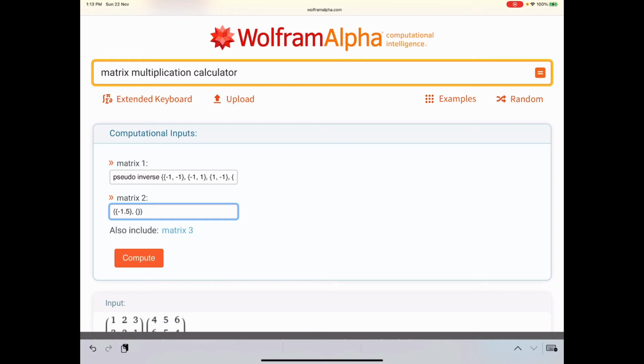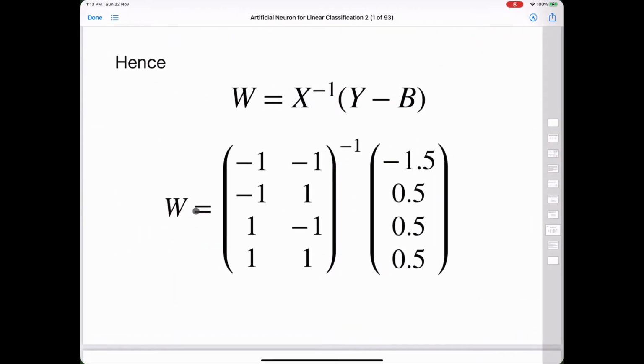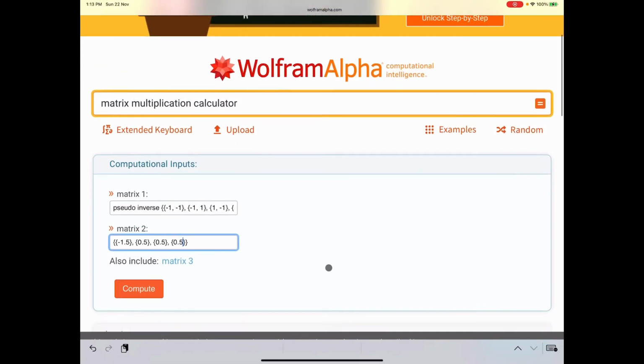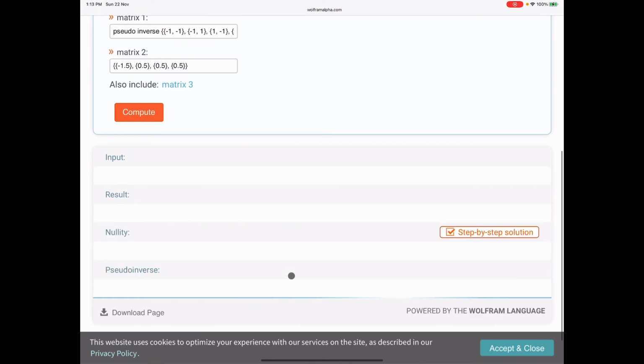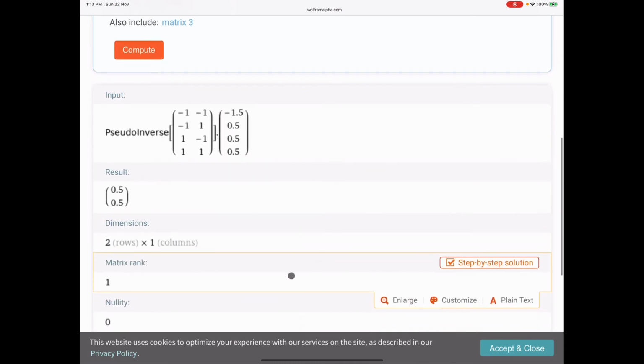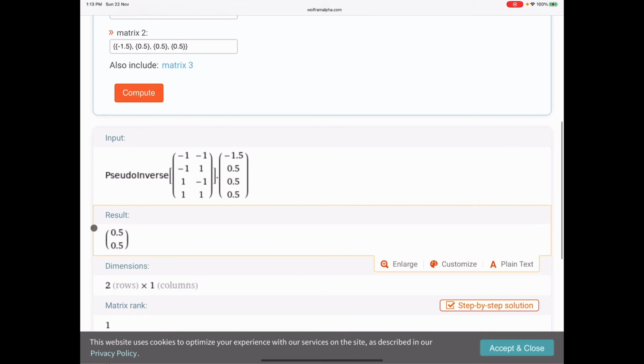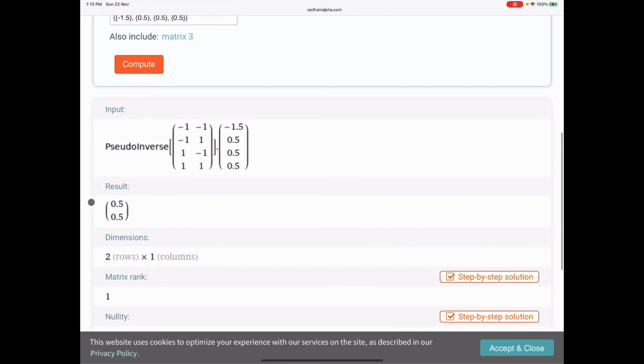Second row positive 0.5, third row positive 0.5, and the last row positive 0.5. This is the same as the pseudo inverse of this matrix multiplied with the second matrix. So let's see the result by clicking on the compute button. Within a few seconds, the compute button gives us the result: lambda 1 equals 0.5 and lambda 2 equals 0.5.